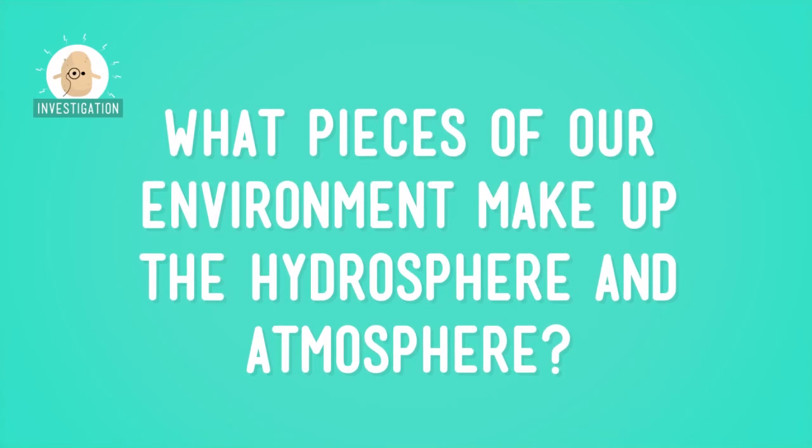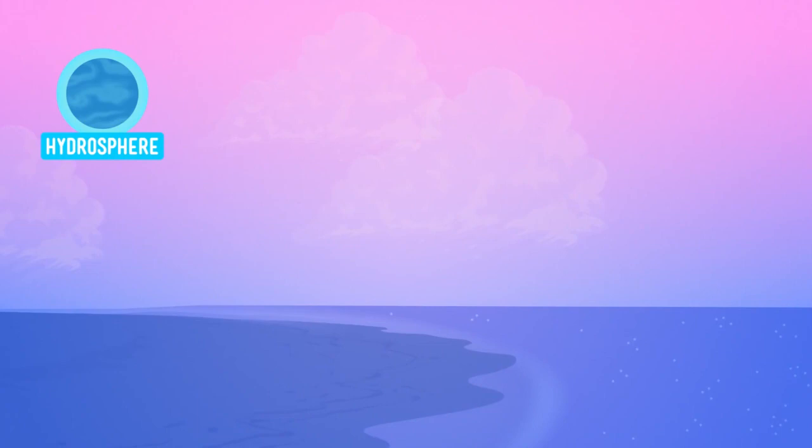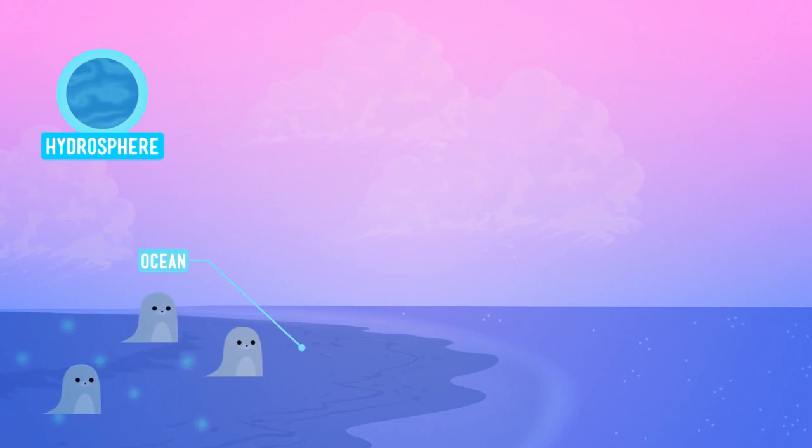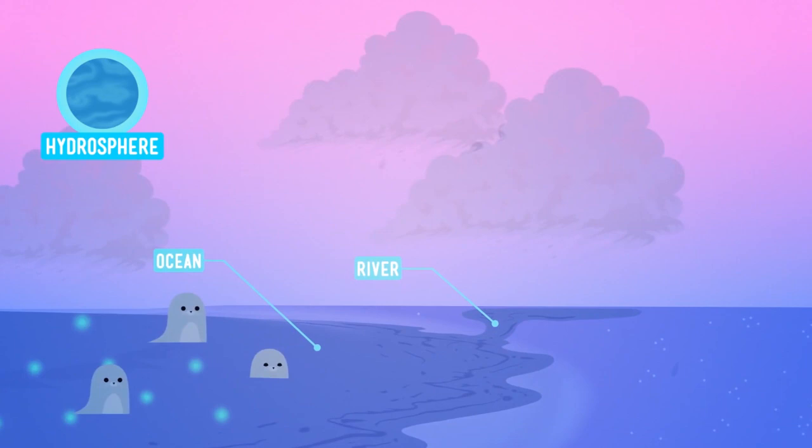The beach is the perfect place to take a closer look at what pieces of our environment make up the hydrosphere and which are parts of the atmosphere. The beach is, of course, right next to the ocean, and since the ocean holds most of the water on our planet, it's the biggest part of the hydrosphere. The rivers that flow into the ocean are also a big part, and so is the rain that's just starting to fall on our beach.